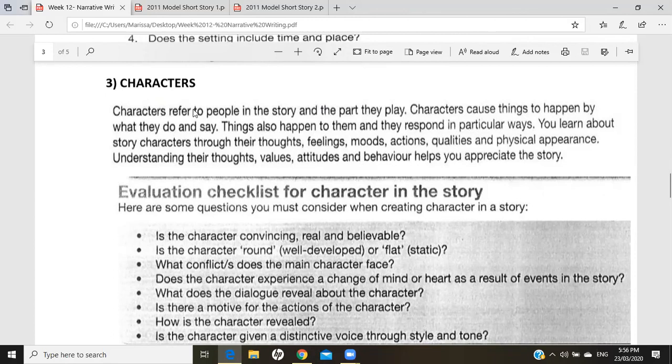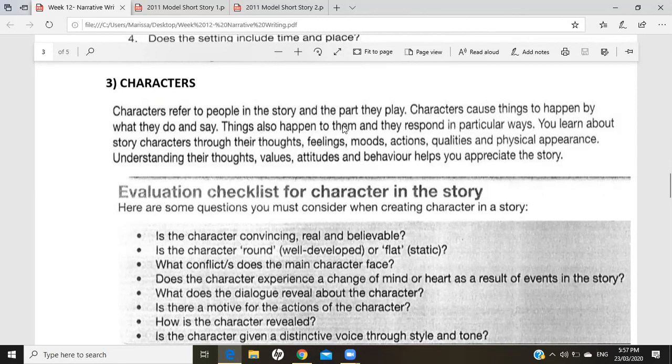So the characters refer to people in the story and the part they play. Every character has a different part, right? You have your main characters, your minor characters who don't really do much, and they must play some sort of role in the story. Characters cause things to happen by what they do and say. Characters are the ones who really introduce the conflict in the story, because depending on what the characters say or do, that would lead to the conflict.